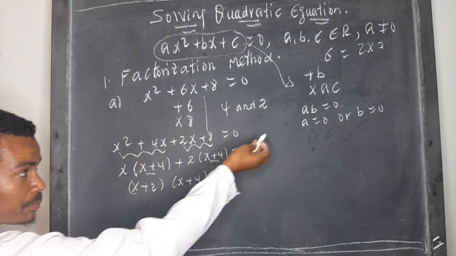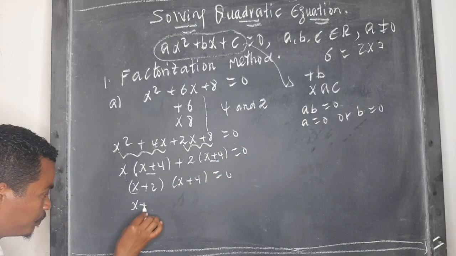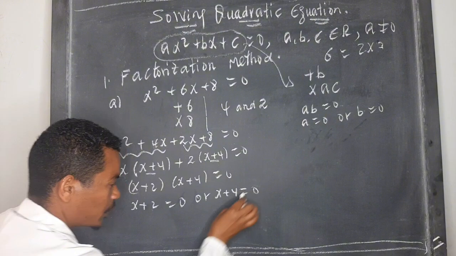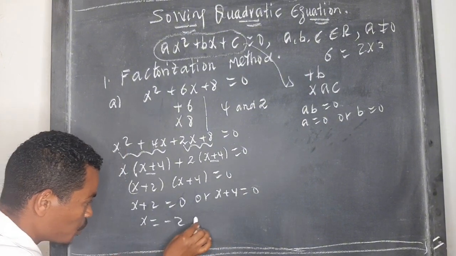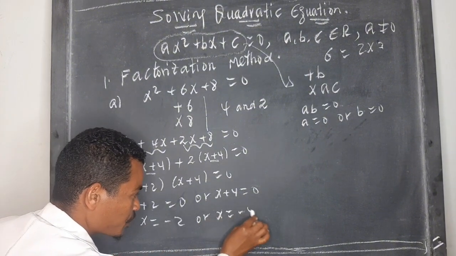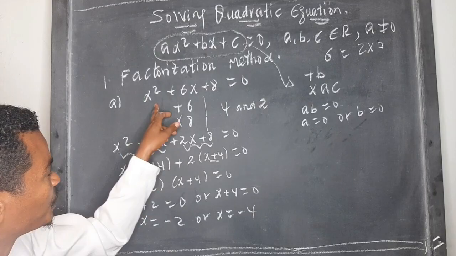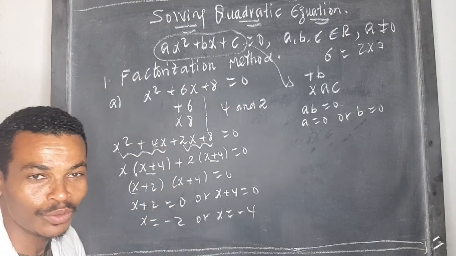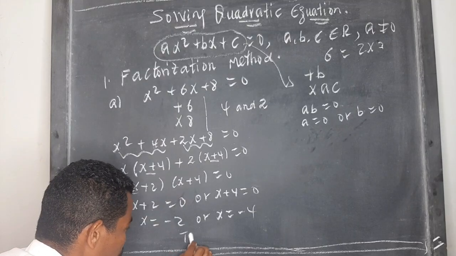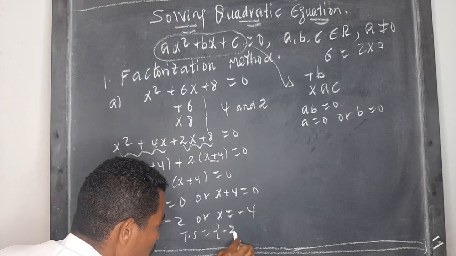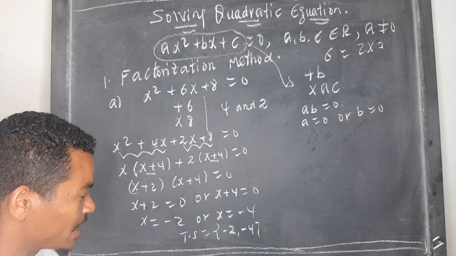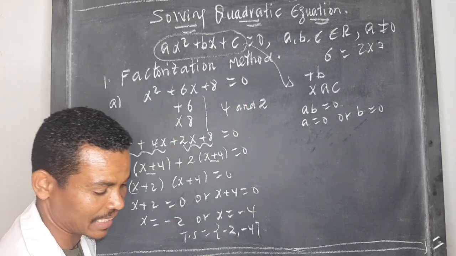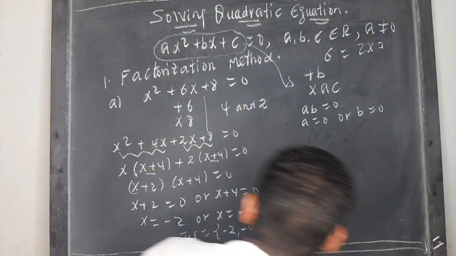So based on this information, x plus 2 is equal to 0 or x plus 4 is equal to 0. x is equal to minus 2 or x is equal to minus 4. That means x squared plus 6x plus 8 equals 0 when x is equal to minus 2 or x is equal to minus 4. So the solution for this one is minus 2, minus 4. If we substitute minus 2 or minus 4 here, we get 0. Okay, let's continue.